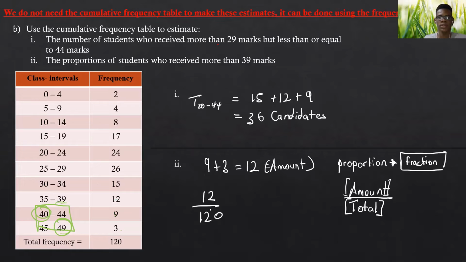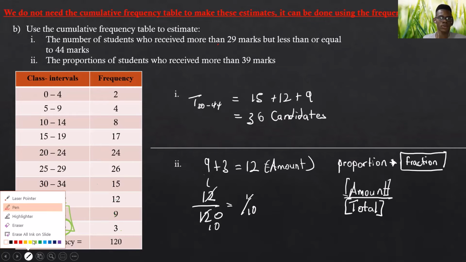Right, and we can do this in our heads. 12 into 12 is 1, 12 into 120 is 10. So 1/10. So the proportion of students who received more than 39 marks is 1/10 or 0.1. Is everyone following so far?